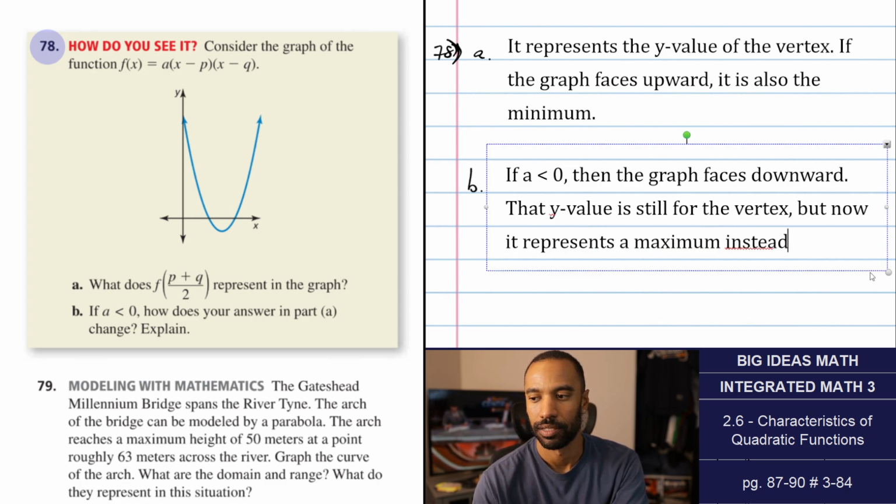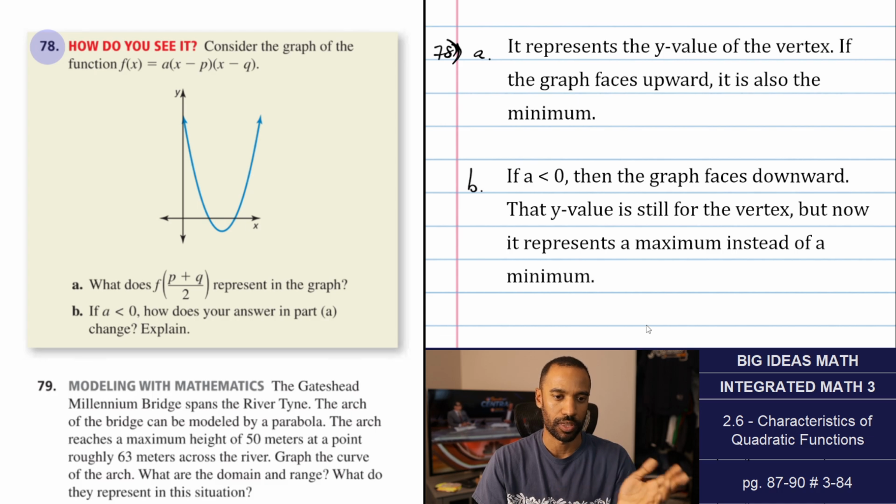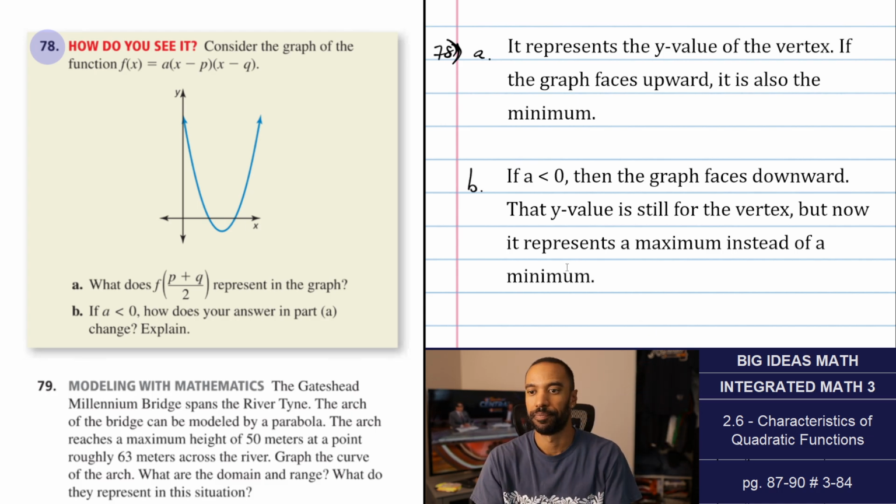So that's the thing. You're plugging that number in for x to get the value for y for your vertex, but it's a min or a max based on whether your graph faces upward or downward. If it faces downward, it's now a maximum. So that's how I see it.